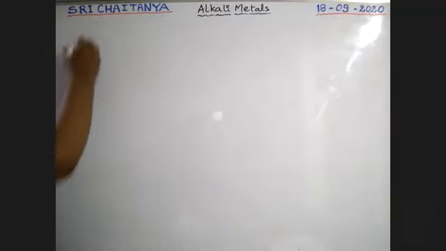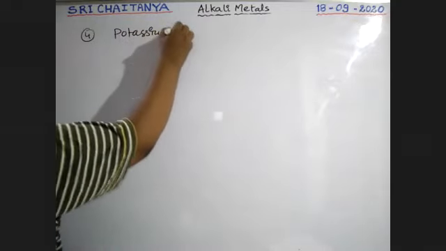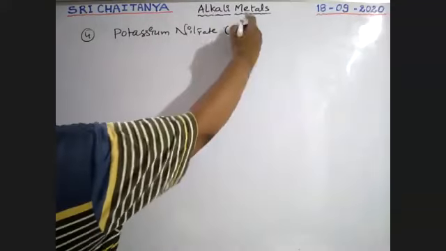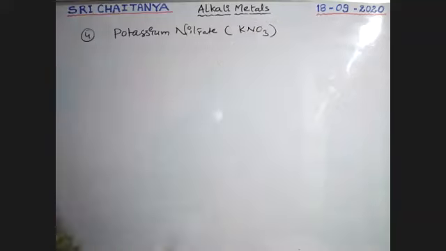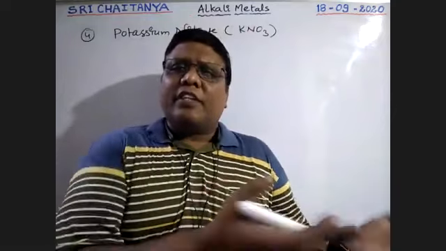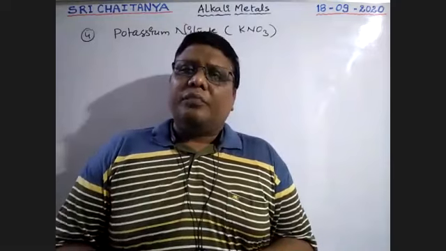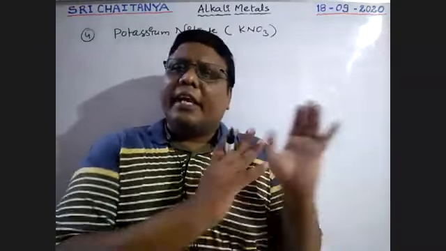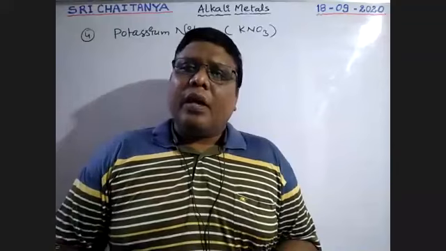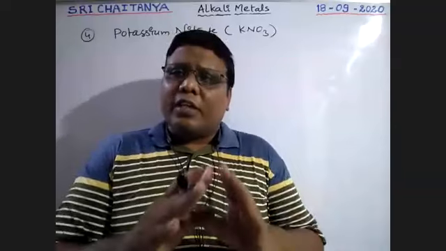Next compound, formula KNO3. No doubt it is a salt. When KOH reacts with HNO3, it automatically gives KNO3, like we know NaNO3. All the preparations and properties of this KNO3 are 100% identical to NaNO3. That's why KNO3 is not discussed here in detail.